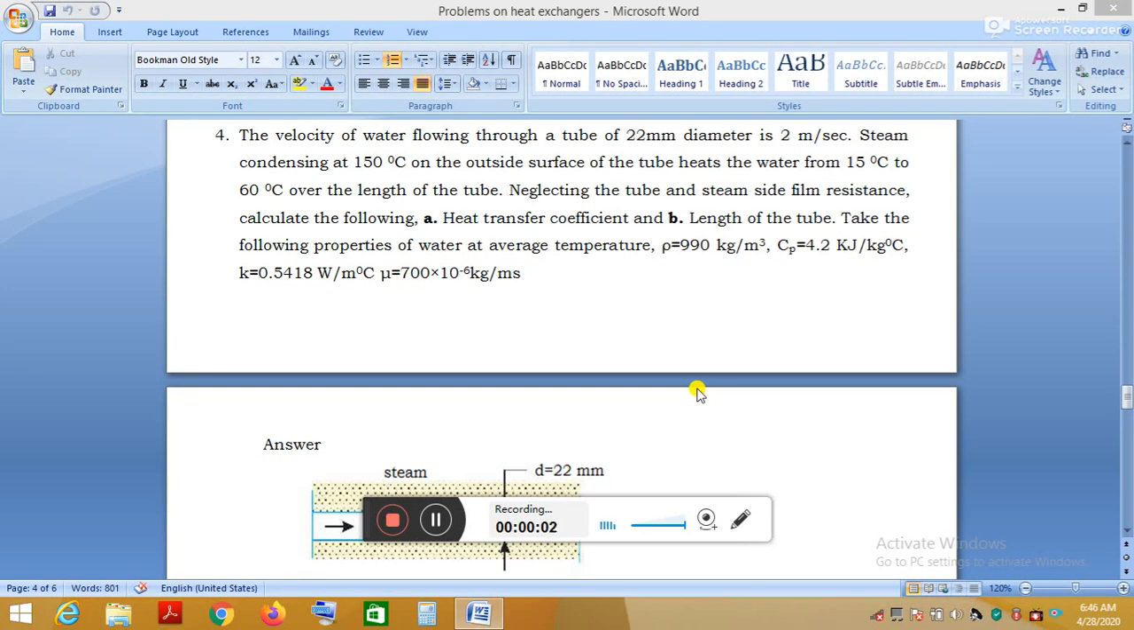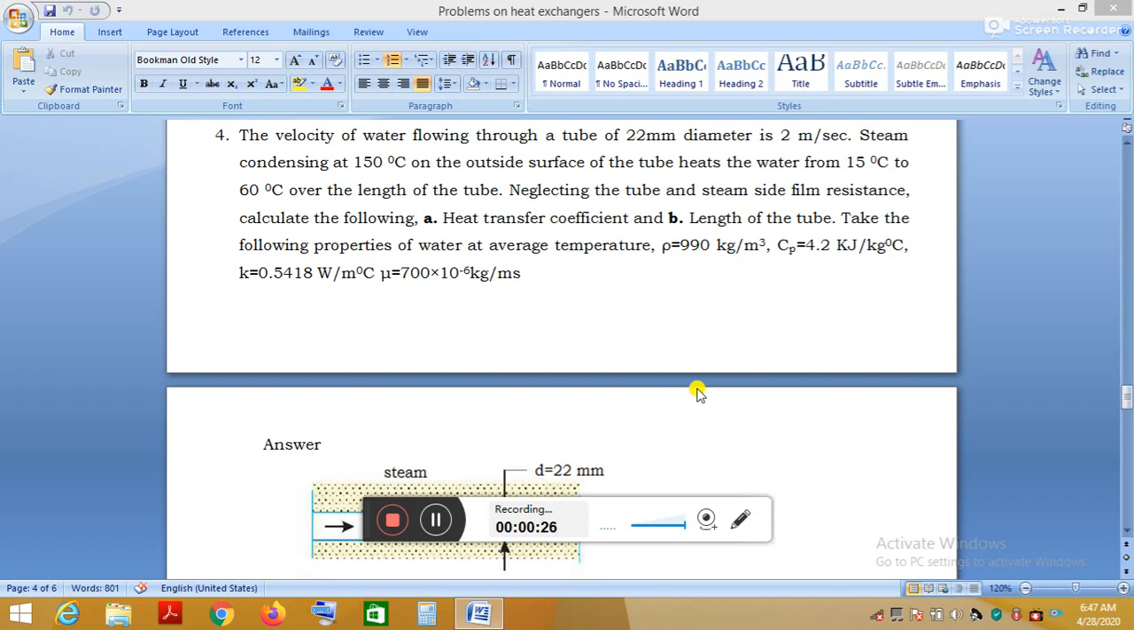In last class, we were discussing the problems of heat exchangers. In this session also, we are continuing with the same. The next problem that we are discussing, I am going to read the problem now. The velocity of water flowing through a tube of 22 mm diameter is 2 meter per second.